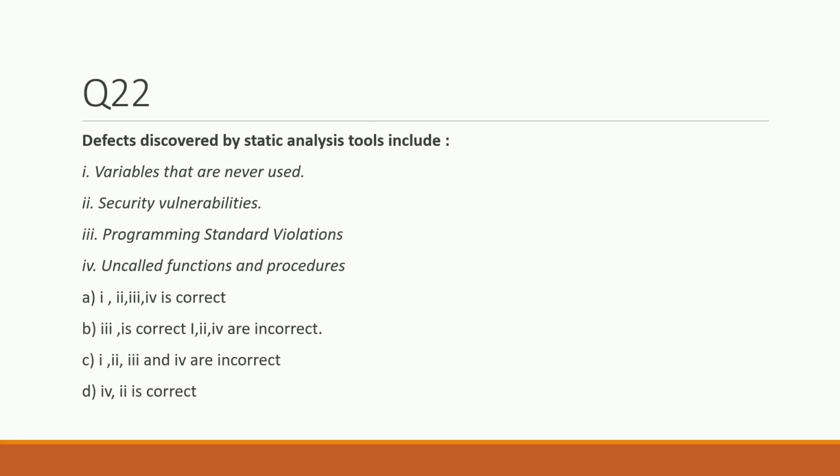Question 22 is defects discovered by static analysis tools include: variables that are never used, security vulnerabilities, programming standard violations, uncalled functions and procedures. So the answer is A, where all 1, 2, 3 and 4 are correct.